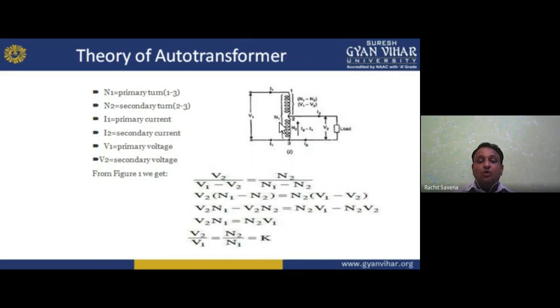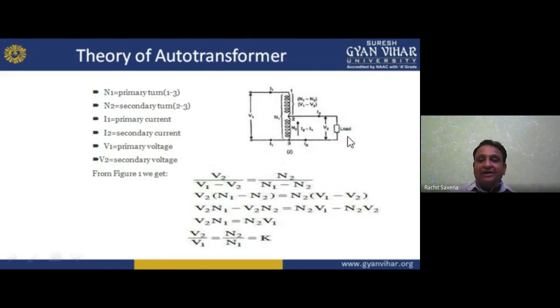I1 is the primary current and I2 is the secondary current, similar to the transformer. V1 is the primary voltage and V2 is the secondary voltage. From figure 1 we get V2, but what is the difference we are getting? V1 minus V2 will become N2 upon N1 minus N2. So V2 into N1 minus N2 is equal to N2 into V1 minus V2. We can easily solve it, my dear student, because we are getting the difference.